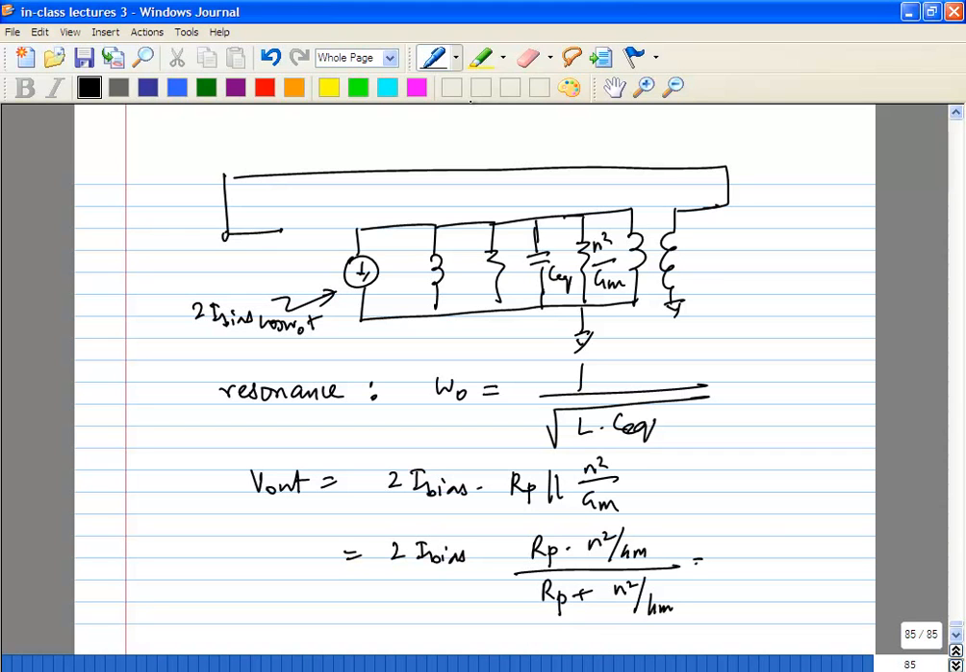So let's just simplify this a little bit. 2I_BS RP over 1 plus RP GM over n squared. But of course remember that GM actually depends on V out through 1 over n. So we want to make it independent. We want to get an independent expression, because remember that GM is 2I_BS over V naught, and you know V naught is 1 over n times V out, right?